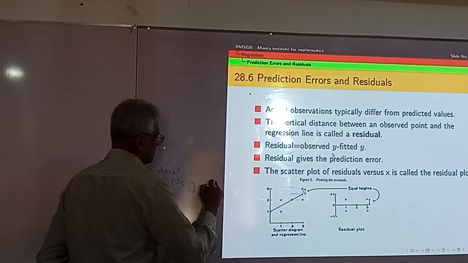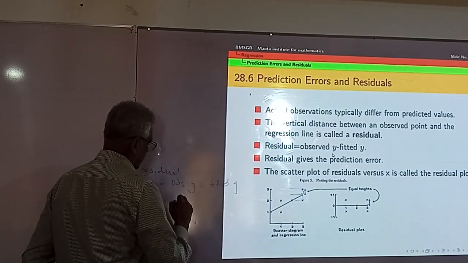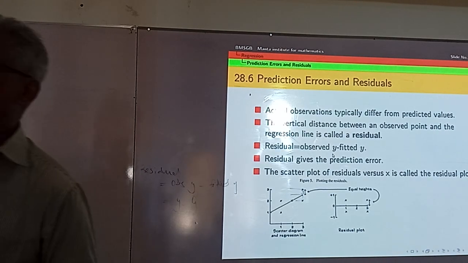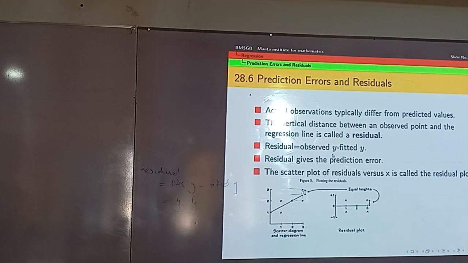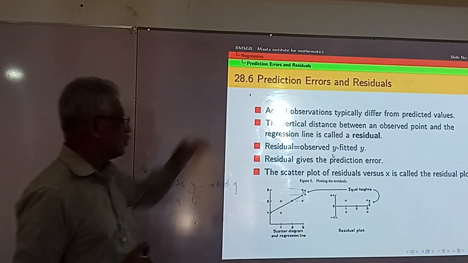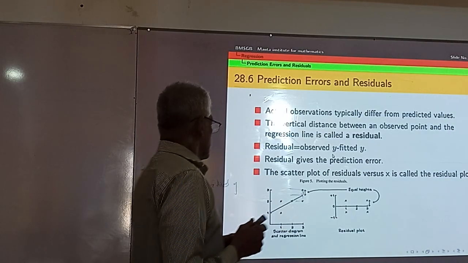Observed y minus fitted y. So that is y minus y hat. Y is the observed value. Y hat is the fitted value. Therefore, residuals can be positive or negative. If the actual value is above the line, then the residual is positive. Otherwise, it's negative.